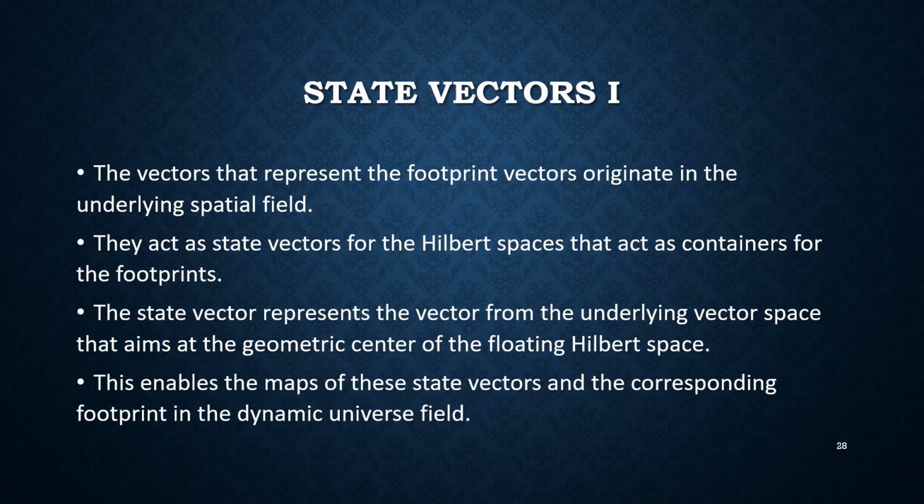The vectors that represent the footprint vectors originate in the underlying spatial field. They act as state vectors for the Hilbert spaces that act as containers for the footprints. The state vector represents the vector from the underlying vector space that aims at the geometric center of the floating Hilbert space. This enables the maps of these state vectors and the corresponding footprint in the dynamic universe field.